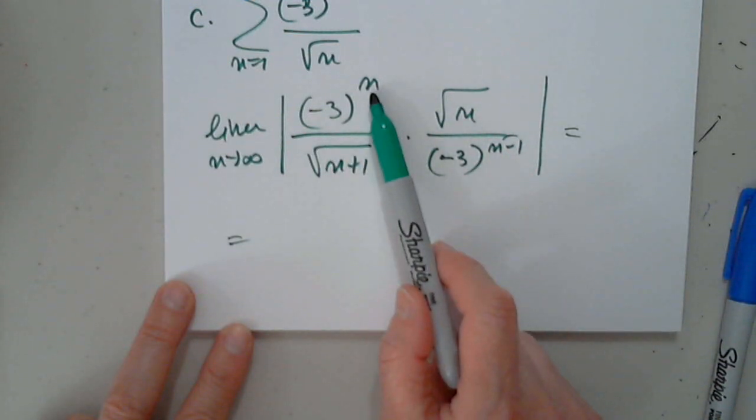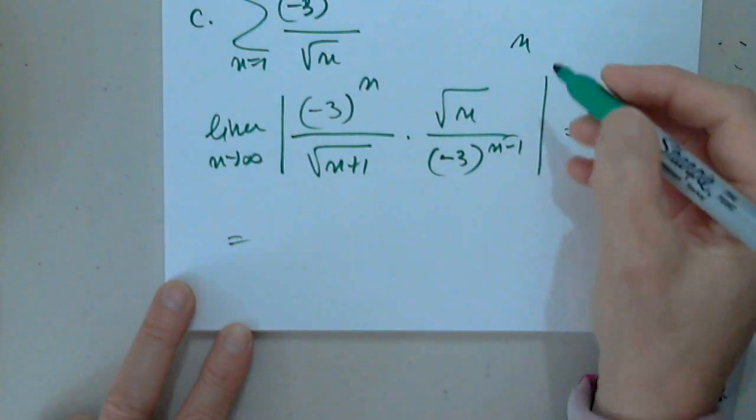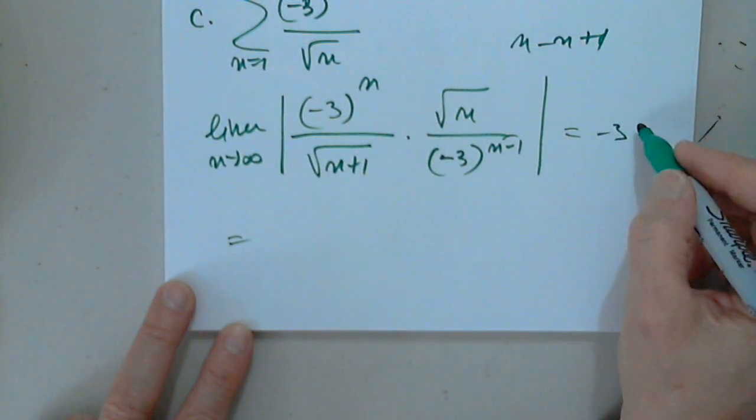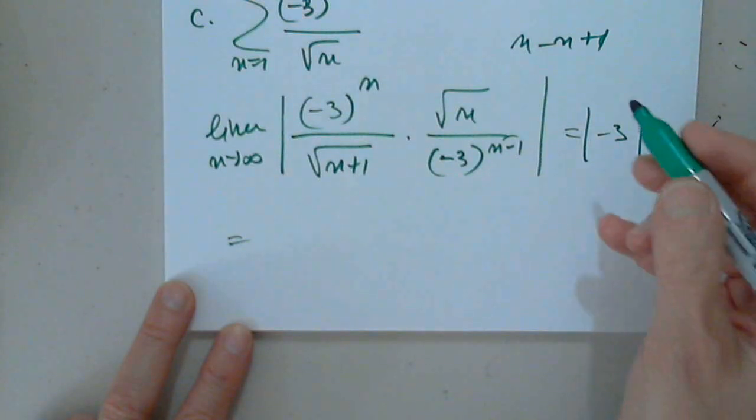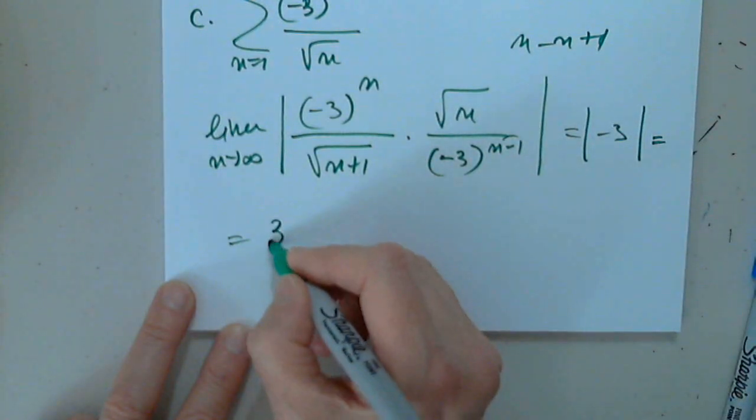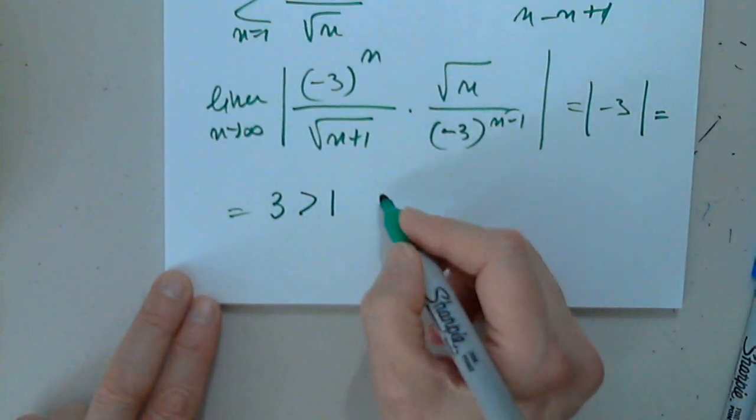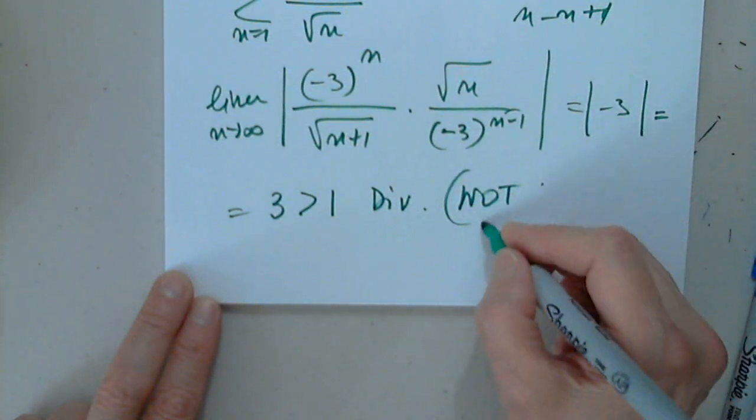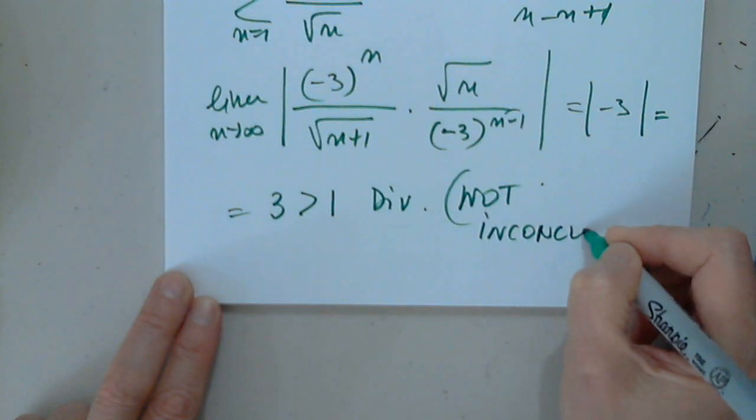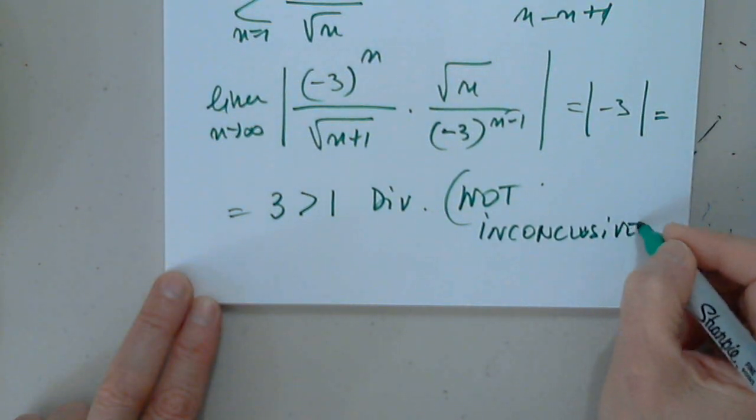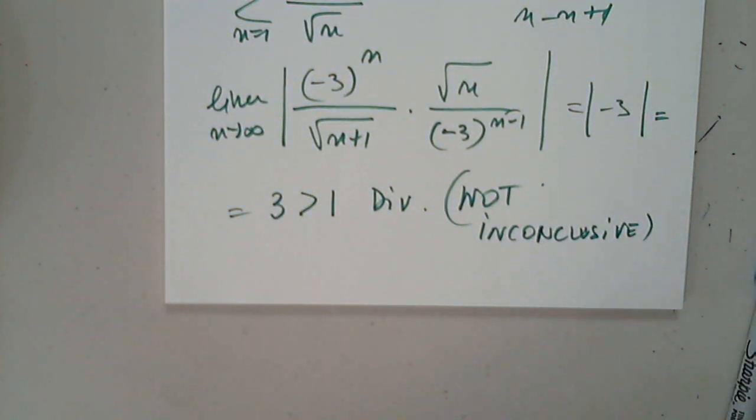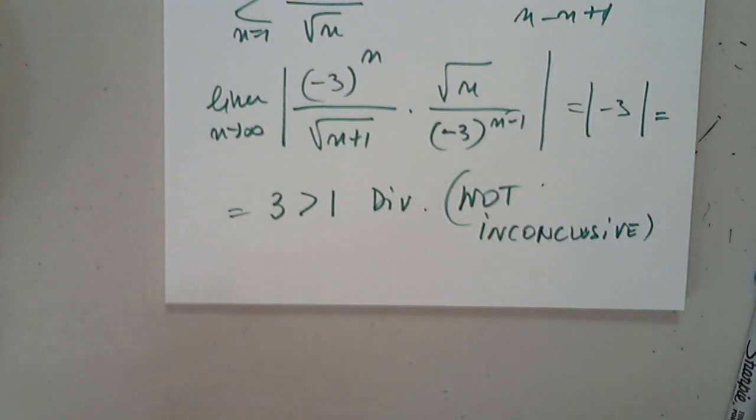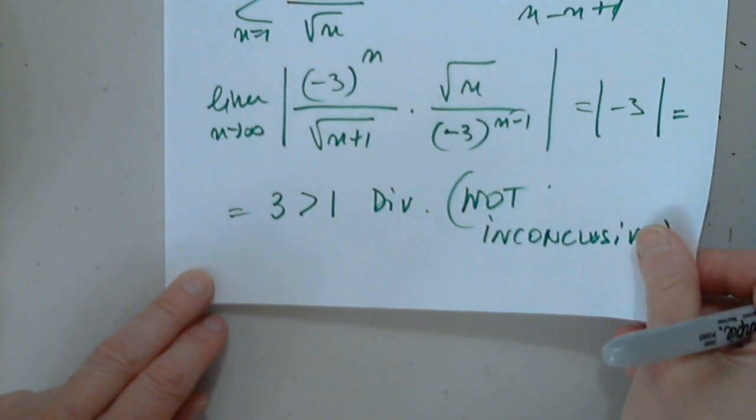Negative 3 to the n, and n minus n plus 1 will be negative 3 to the first power, in absolute value of course. So this will be 3. So this is greater than 1, so this is divergent, and it's not the inconclusive type. We have an answer. So this is divergent.